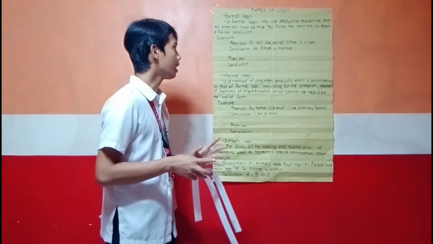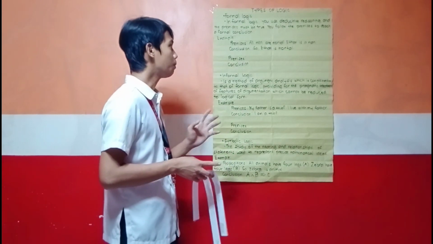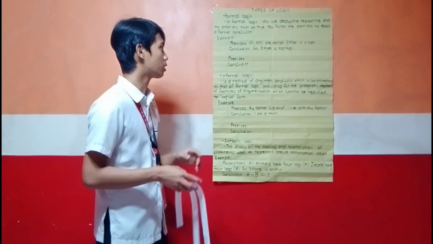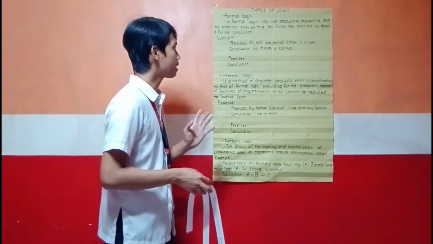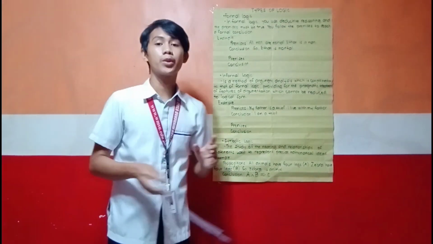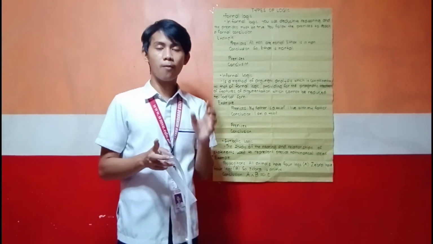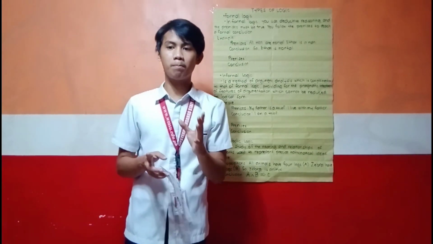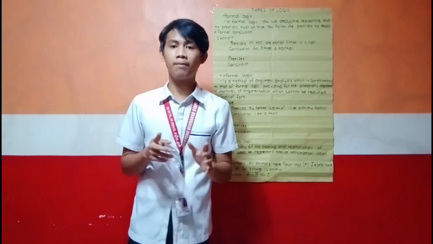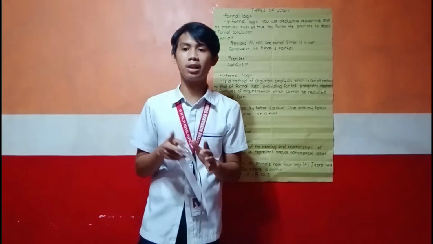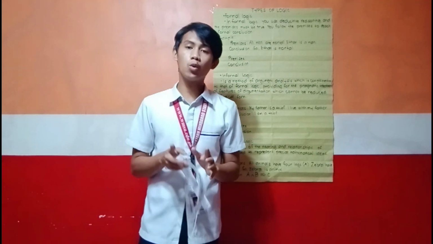The first type of logic is formal logic. In formal logic, you use deductive reasoning and the premises must be true. You follow the premises to reach a formal conclusion. Formal logic is a logic based on argument involving deductively necessary relationships and including the use of syllogisms and mathematical symbols.